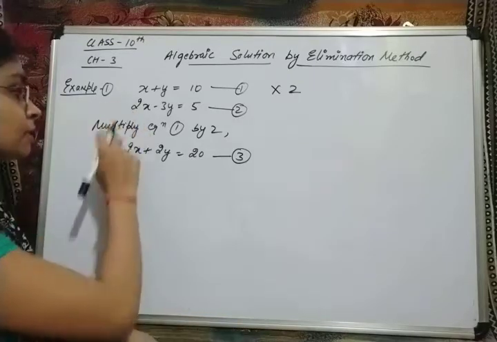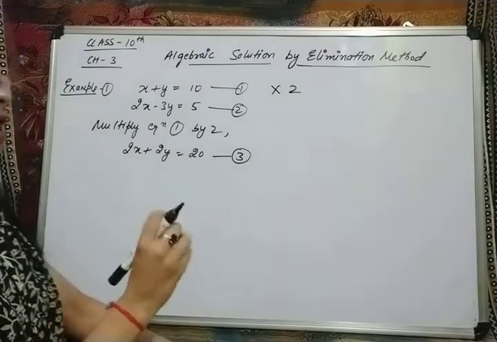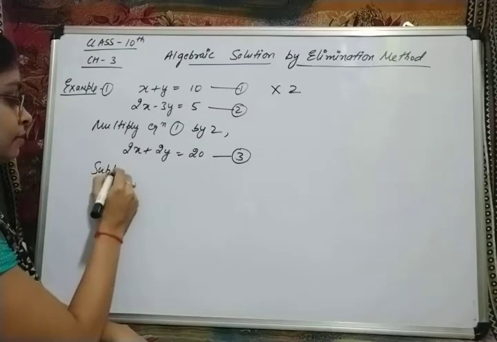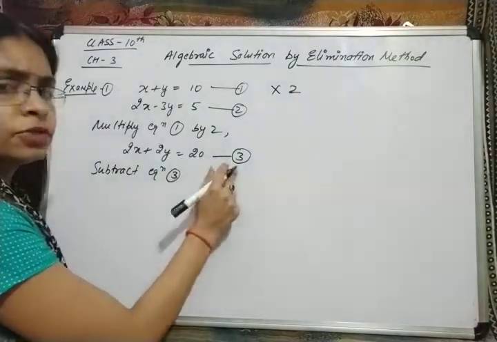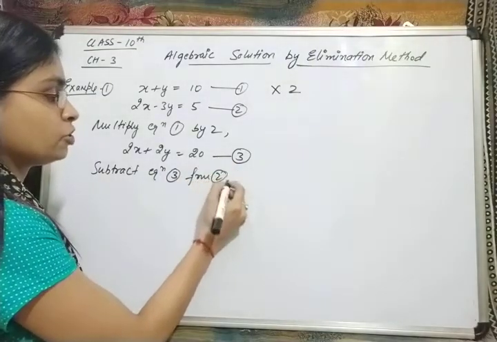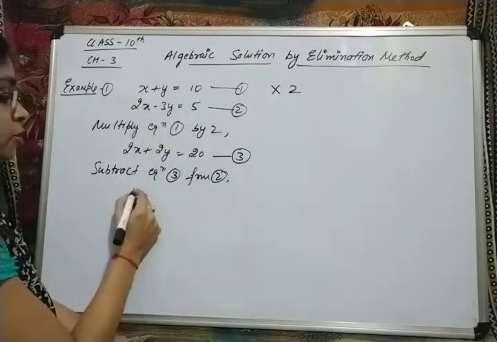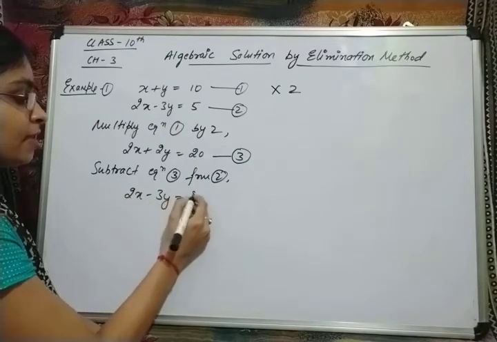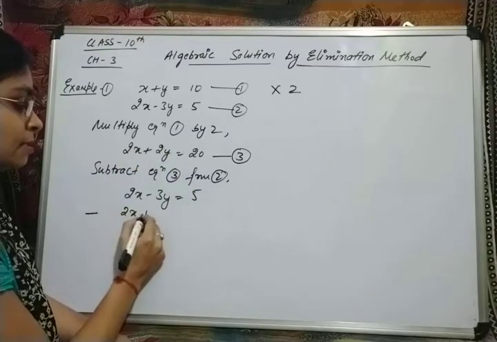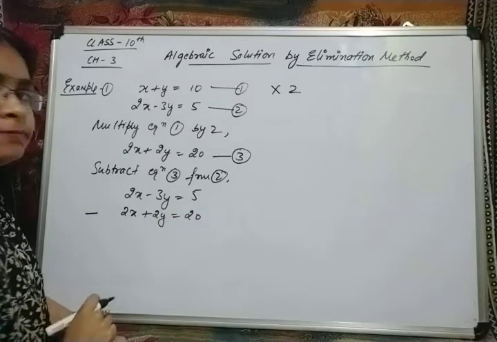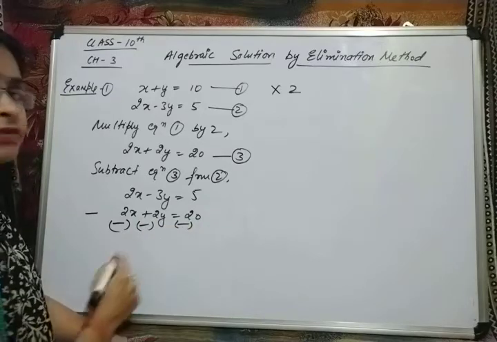So whenever the signs of the variable we have to eliminate are the same, we are going to subtract. So I am writing: subtract equation 3 from equation 2. First we'll write equation 2, that is 2x minus 3y is equal to 5. Then we have to subtract equation 3, which is 2x plus 2y is equal to 20. Now the signs of this will change. This one will become minus, this one also minus and this one also minus.